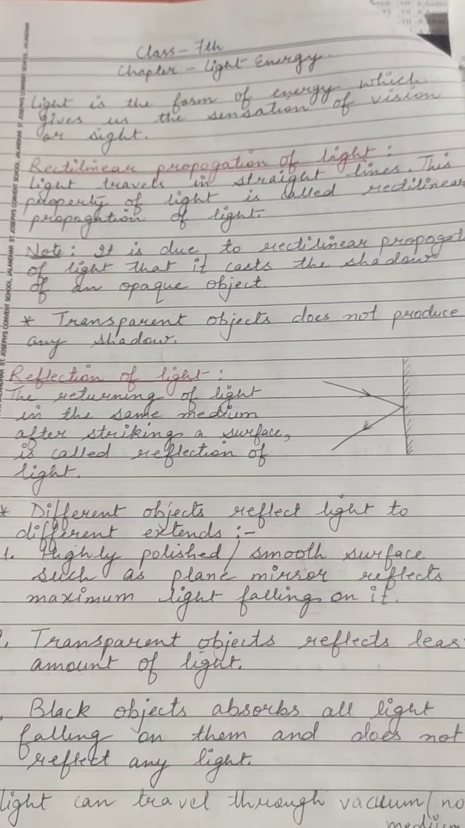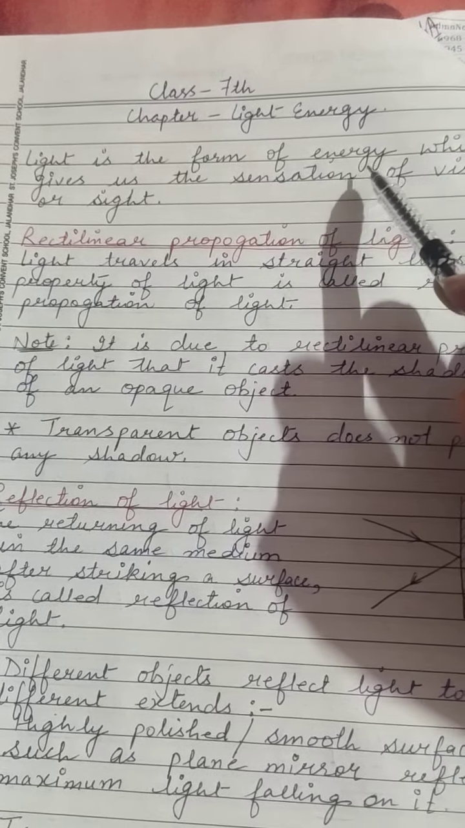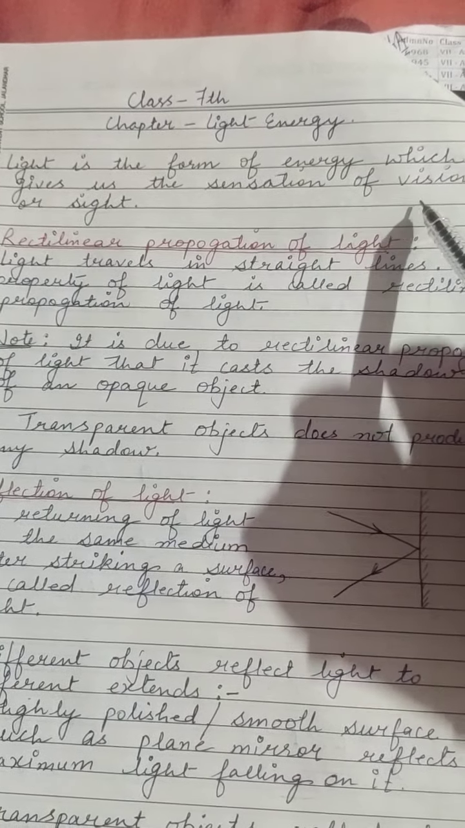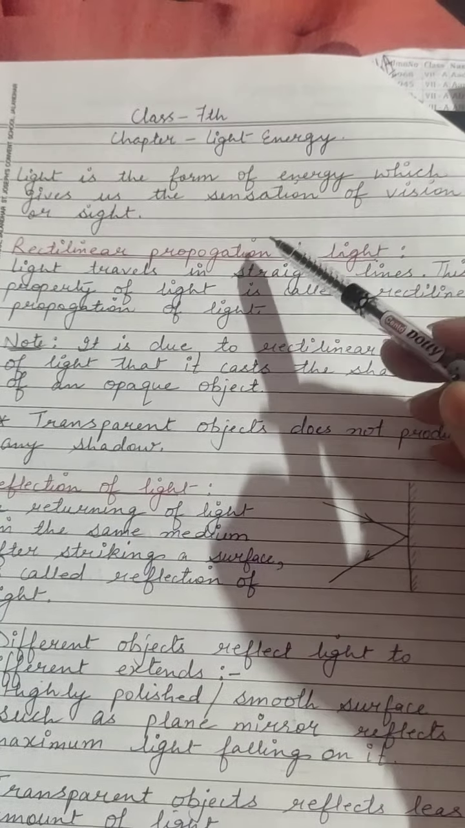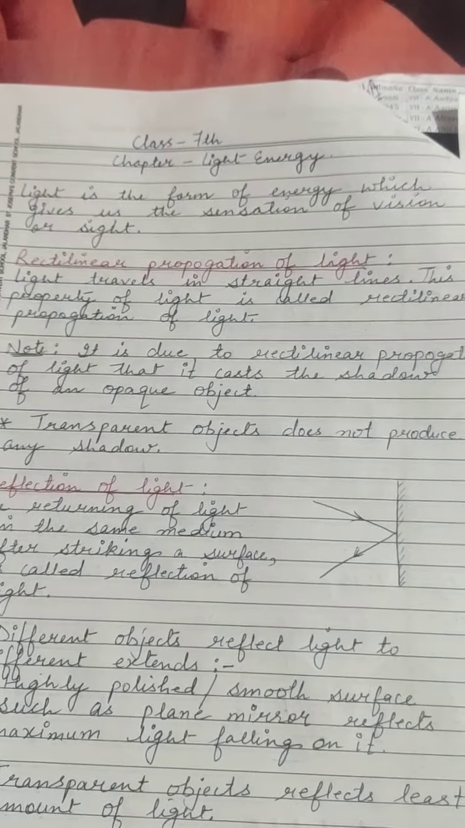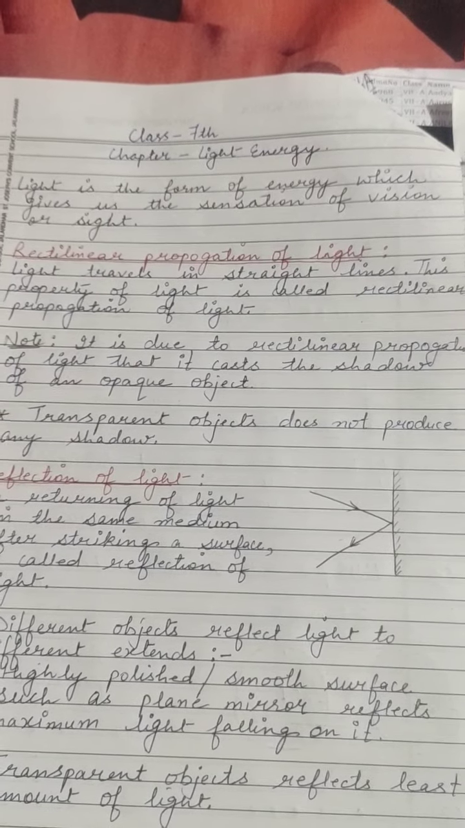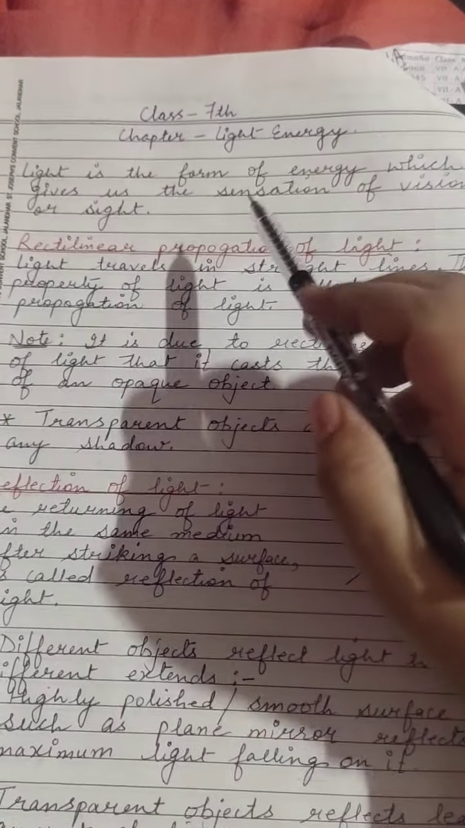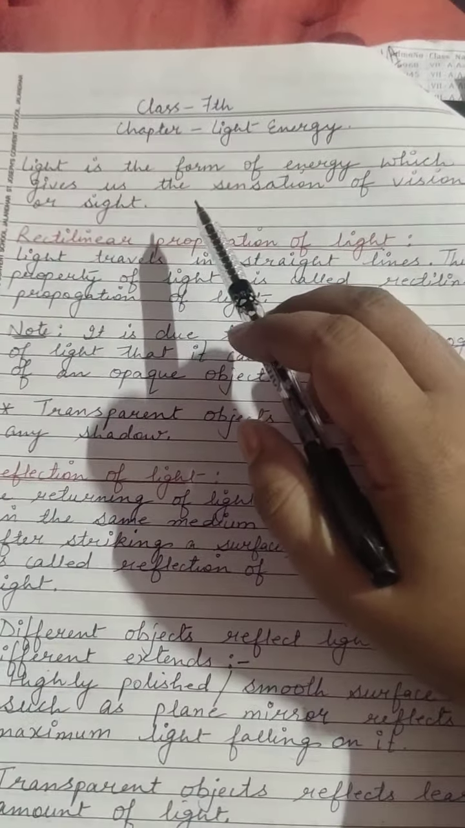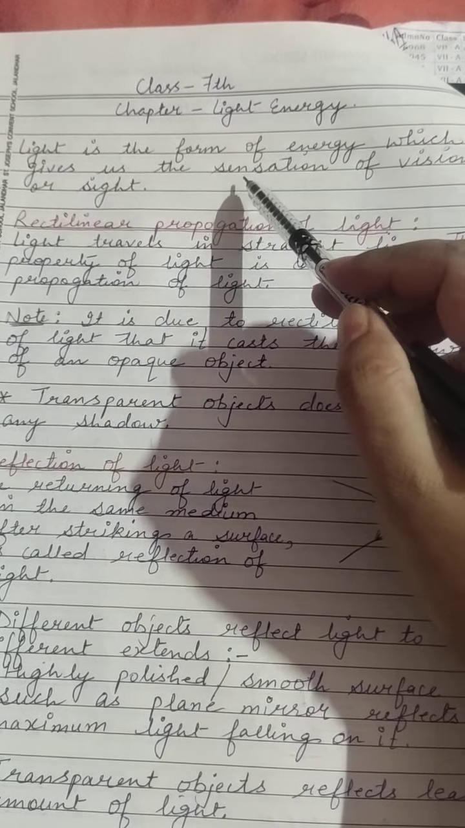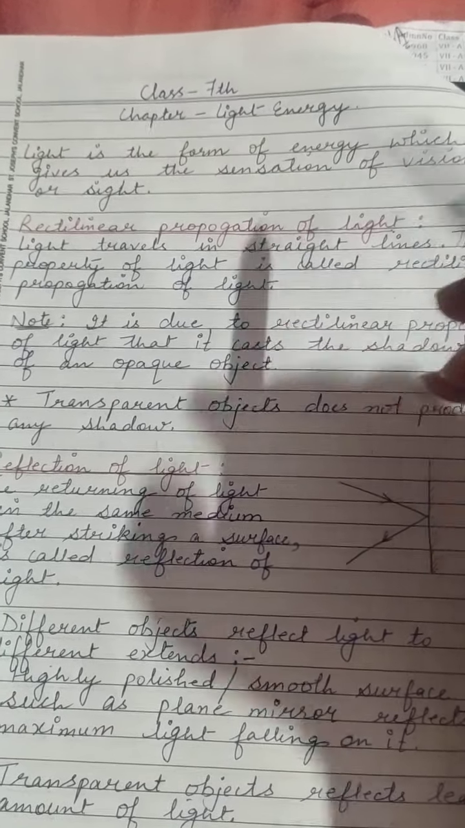So first of all, starting with the definition of light. Light is the form of energy which gives us the sensation of vision or sight. While writing the definition, you should note the keywords. For example, if in your exams they ask you the definition of light, you will write: it is the form of energy. So the first keyword is form of energy, which gives us the sensation of vision or sight. The next keyword is sensation of vision.